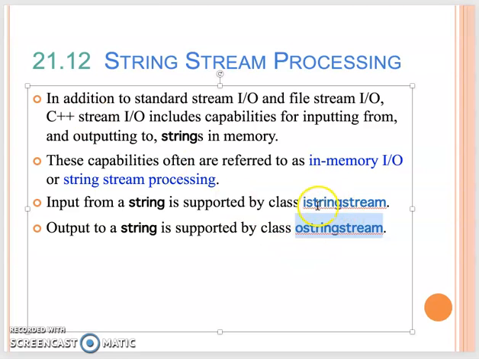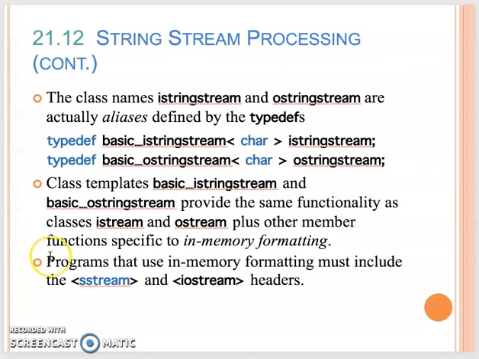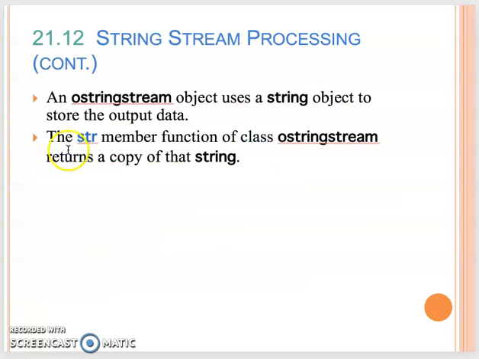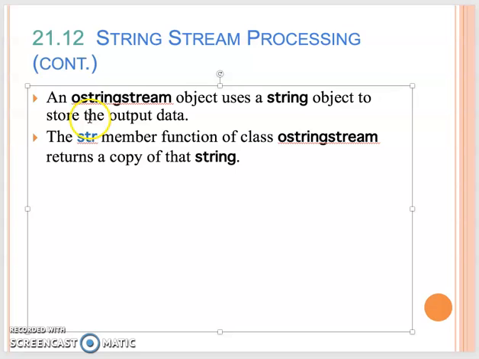In order to use the istringstream or ostringstream, you need to include the sstream library. You can see this as the sstream header. In order to use that, you also have to combine it with the iostream header. So the first example, we will see what the ostringstream object is. It uses a string object to store the output data.